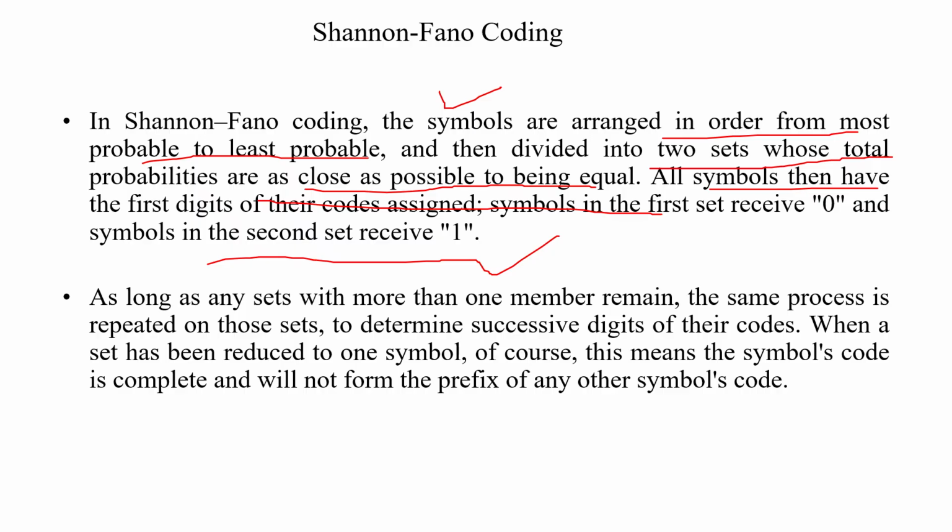As long as any set with more than one member remains, this process will continue until we assign an independent specific value, that is 0 or 1, to all the probabilities. Then it will end, right? And after assigning, how will we write the final code patterns? When a set has been reduced to a single symbol, this means the symbol code is complete. Then we will trace the path from left to right, and we will write the code from right to left, so that we can find the final code patterns.